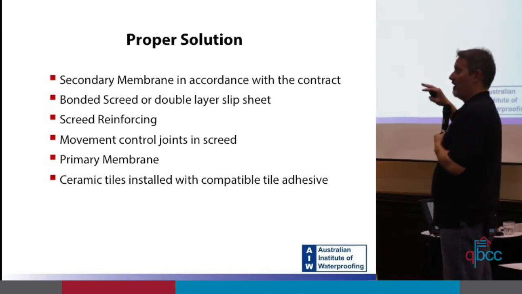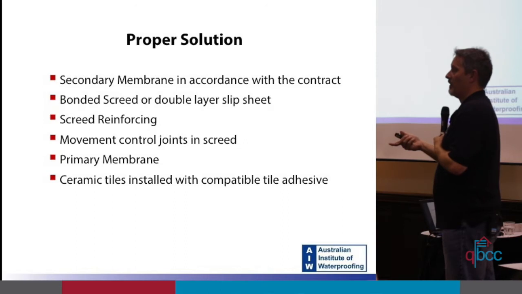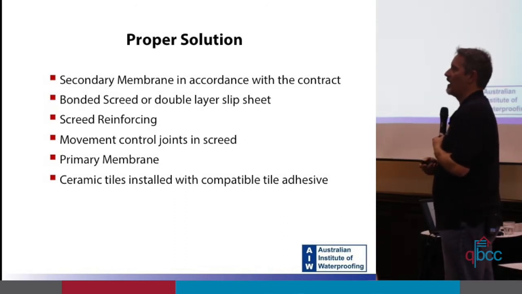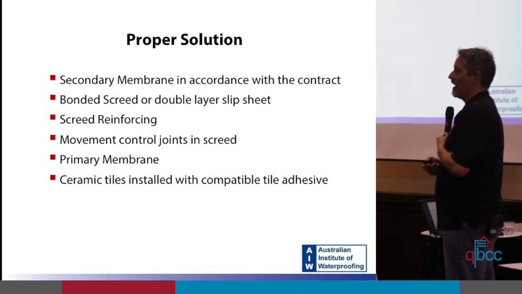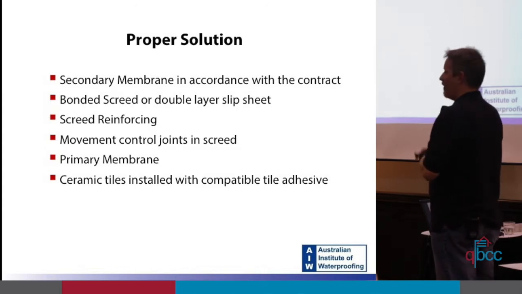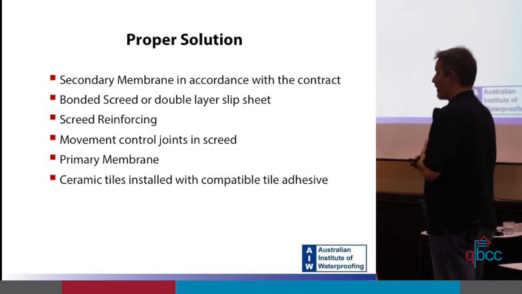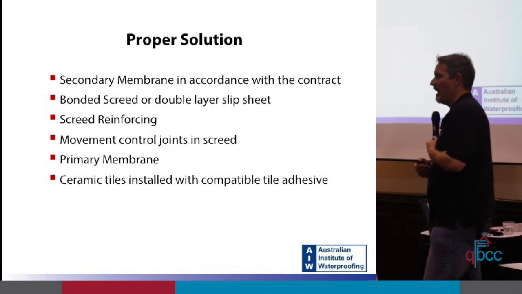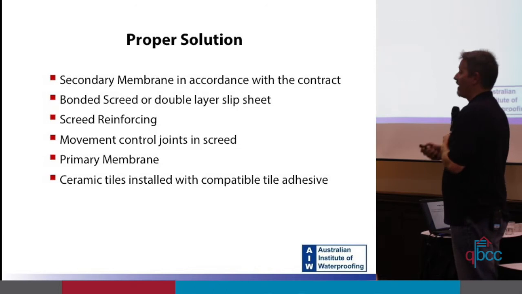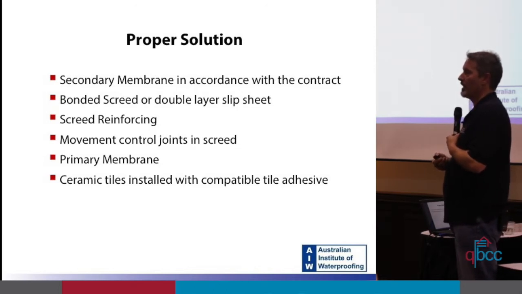When you're doing this now, the system actually gets reversed, right? So the membrane on the bottom on the structural substrate now becomes a secondary membrane, right? In actual fact, you can delete it. You should delete it, all right? But let's say we're going with a secondary membrane on the structural substrate. On top of that, what they should have done is a bonded screed or put down a double layer slip sheet. Does anyone know what I mean by double layer slip sheet? It's basically black builder's film, 2 layers of it.